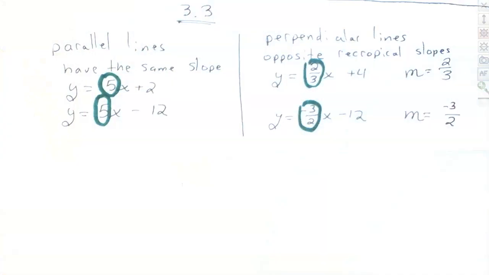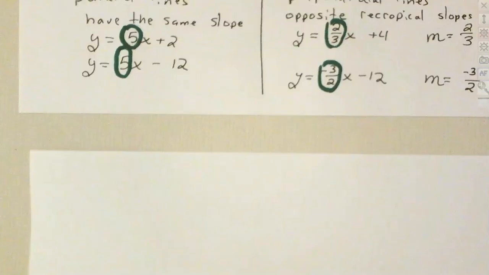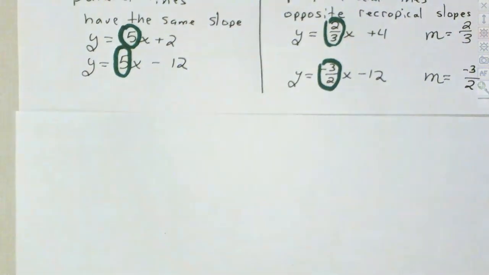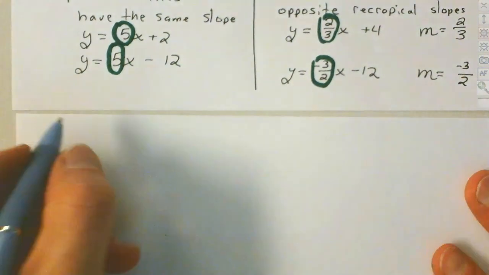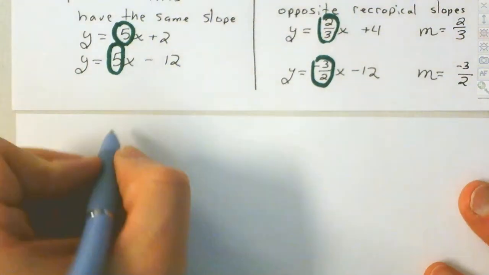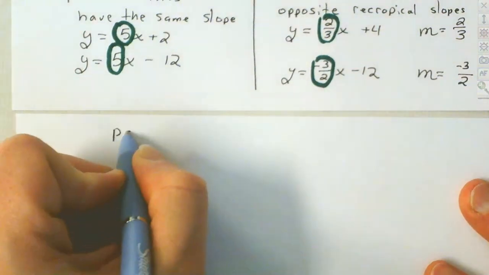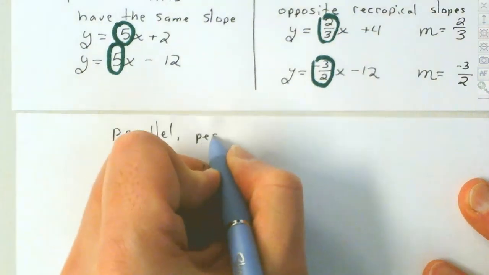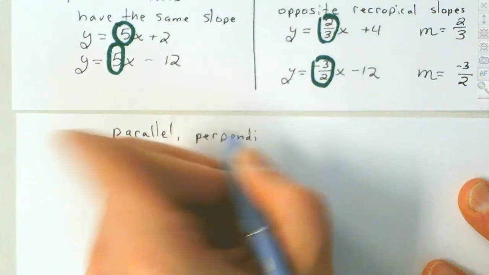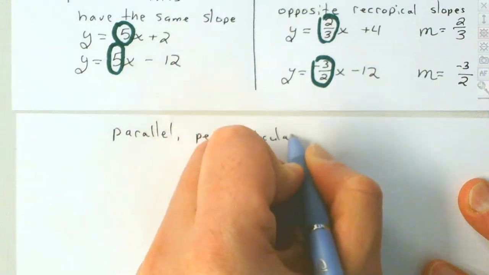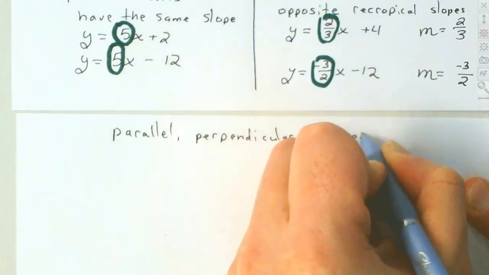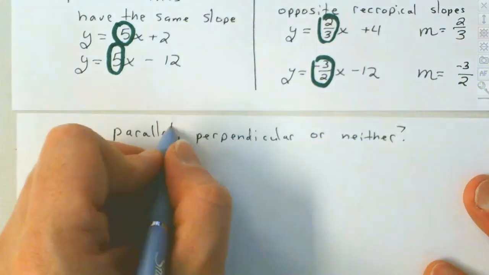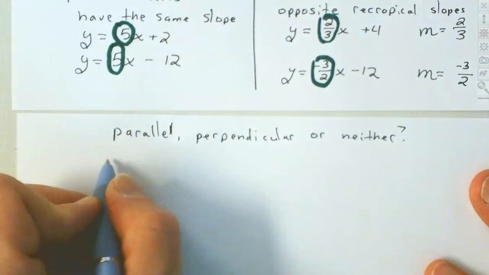So now I'm going to give you two lines, and you're going to tell me if these are parallel, perpendicular, or neither. And you may have to solve for y. Okay, so parallel, perpendicular, or neither.